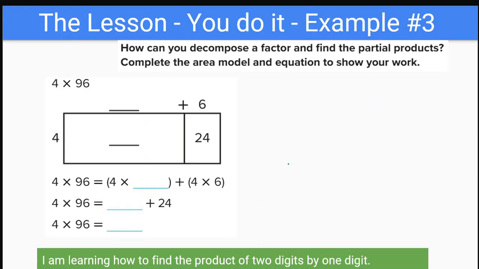Here they give it to you again, and they give you most everything right here. This time it's 4 times 96. Well, that's the same thing as 4 times 90 plus 6. Car 4 is driving this way. Car 90 is driving this way. Car 4 is driving this way, and car 6 is driving this way. They're going to crash in these spaces. 4 times 6, they already did it for you, is 24. We put that right there.